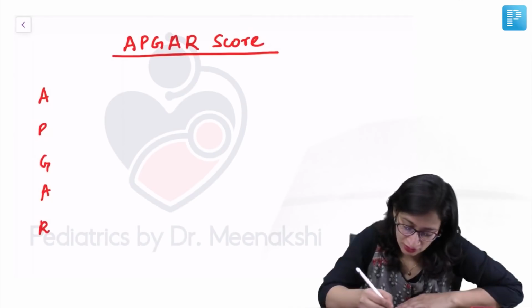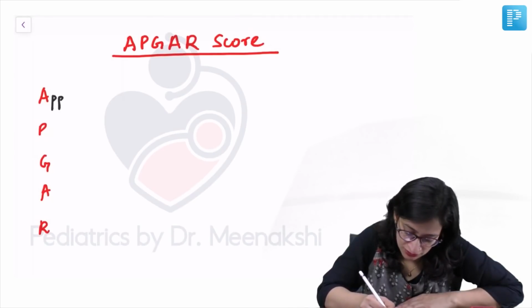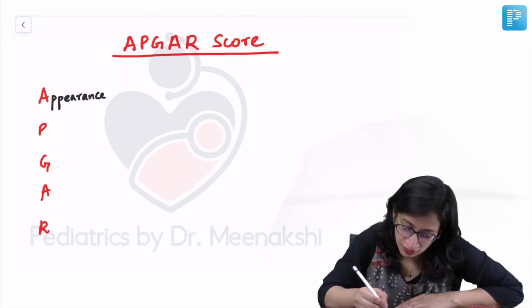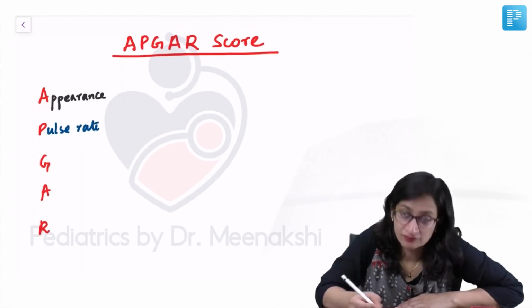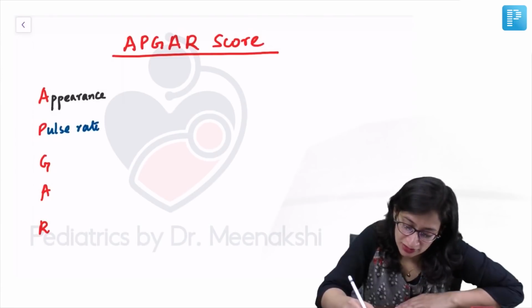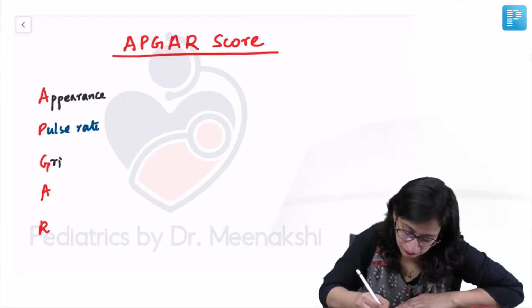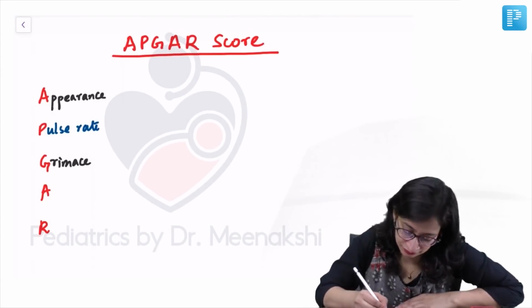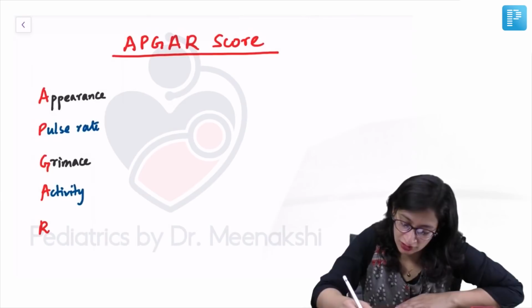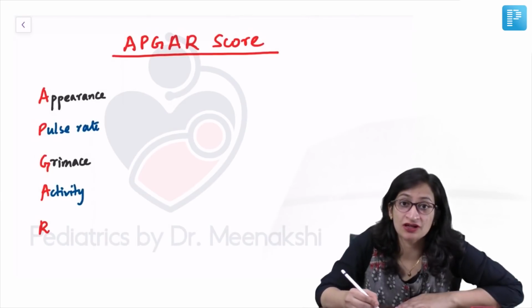A stands for appearance, P for pulse rate, G is for grimace, another A is for activity, and R is for respiratory effort.